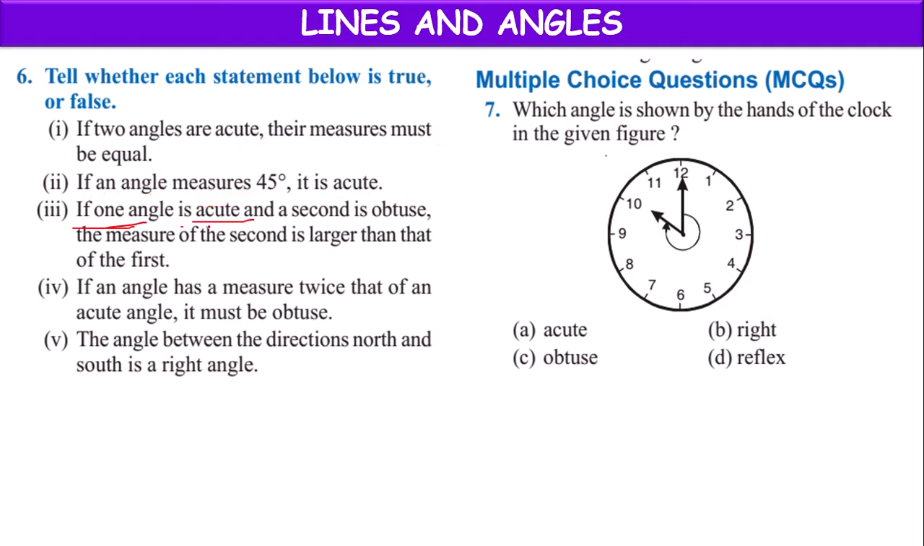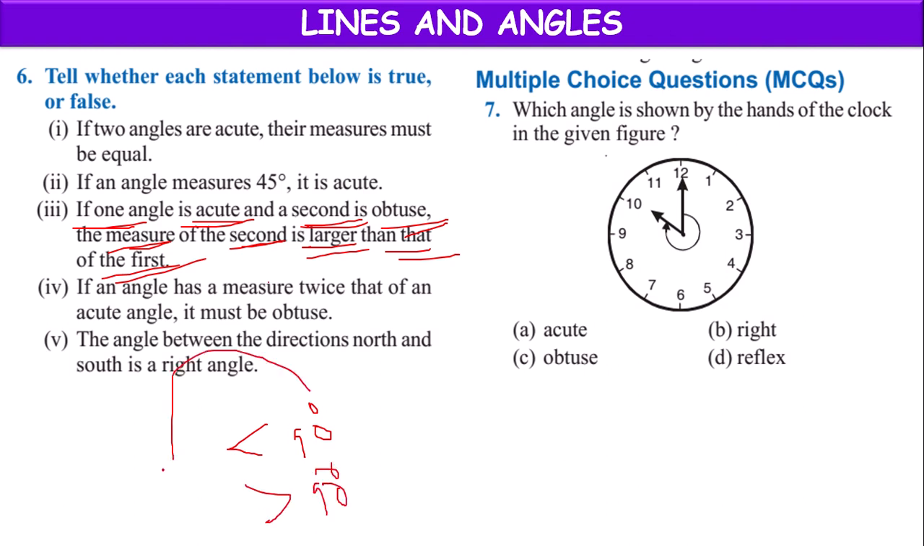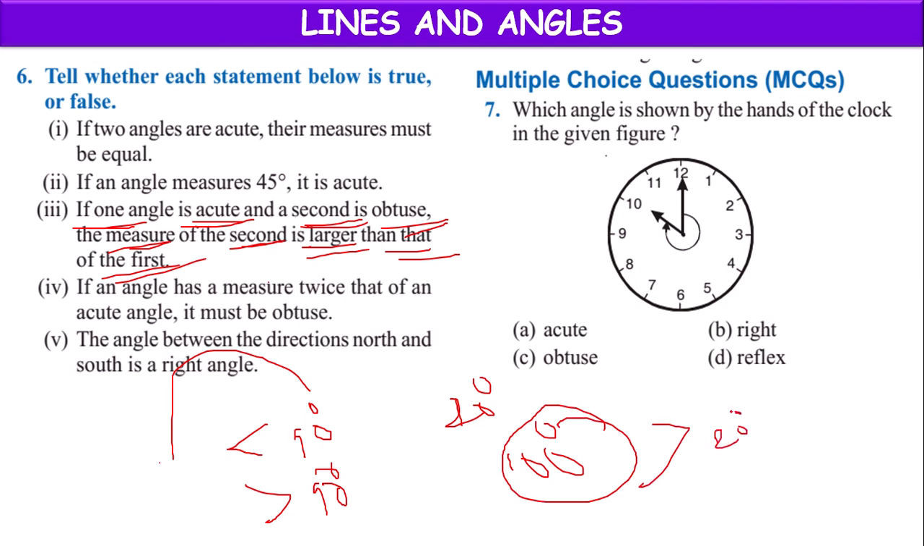If one angle is acute and a second angle is obtuse, the measure of the second is larger than the first. True, because an acute angle is less than 90 degrees and an obtuse angle is greater than 90 degrees. You can take any angle less than 90 degrees like 20 degrees, and greater than 90 degrees like 100 degrees. An obtuse angle will always be greater than an acute angle. So the answer is a true statement.